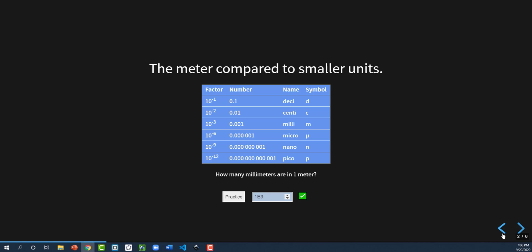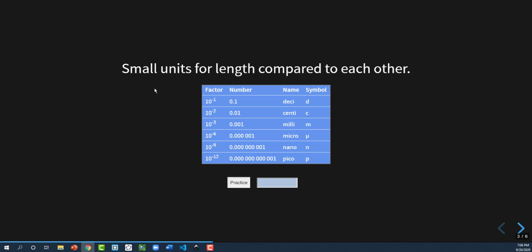Great. So far we've compared units smaller than the base unit, the meter, and tried to figure out how many of those little guys are in the base unit. Now let's go to the next step. The question here is how many of the small units are in the larger unit, but they don't have to be the base unit like a meter. So we're comparing length again, but we can compare any of these to each other. Let's give that one a shot.